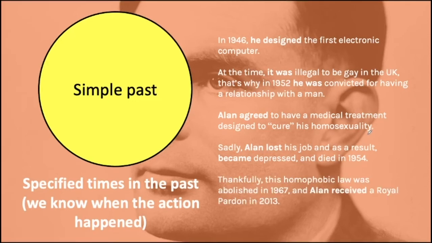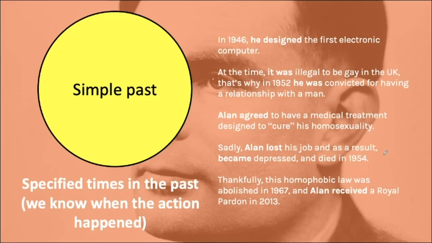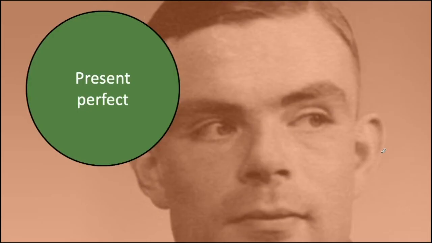Thankfully, this homophobic law was abolished in 1967 and Alan received a royal pardon in 2013. However, it is very sad that because of this law, more than 60,000 men in the United Kingdom were arrested and convicted. What is the difference between the simple past and the present perfect? How are the sentences in the present perfect different?